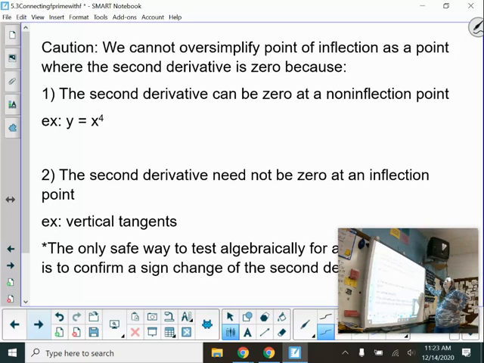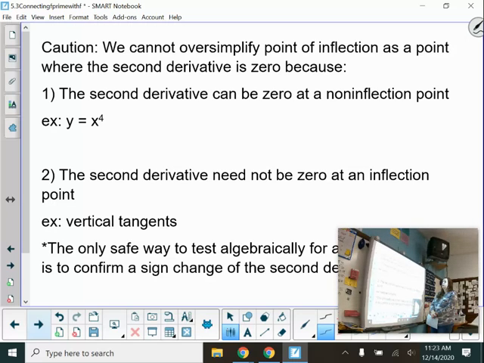So again, this is what I've been cautioning the whole time. You cannot oversimplify the point of inflection by just saying it's where the second derivative is equal to 0. Because you could have second derivatives that are 0 at points that are not inflection points, like y equals x to the 4th. If you take the second derivative, yes, 0 will be the point that you get for the second derivative, but there is no change in sign at 0.